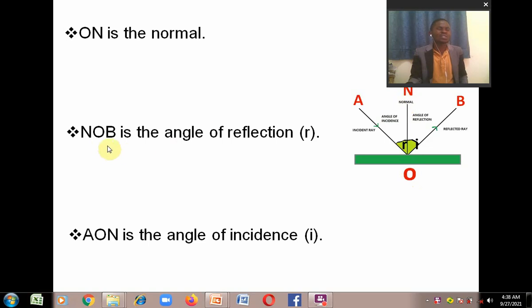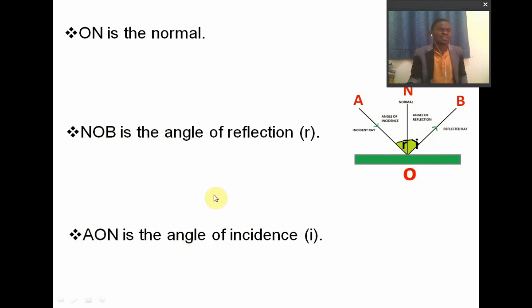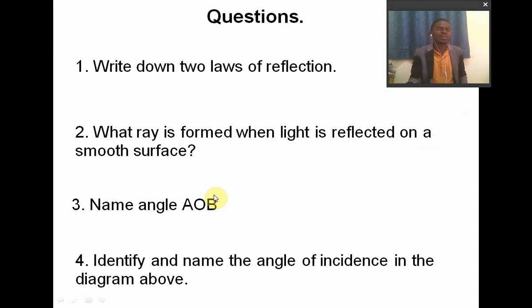Then let's look at this angle. Angle NOB is the angle of reflection. Then angle AON is the angle of incidence. Are we together there?